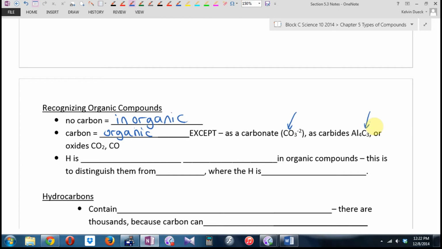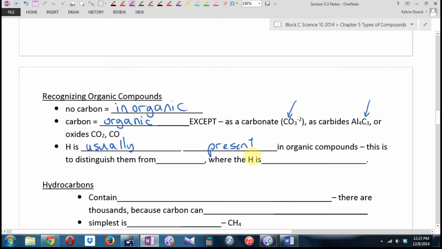And yeah, I'll probably give you a question and the exceptions will be there to tempt you to say, oh, carbon, organic. No. You can usually recognize it because hydrogen is usually present. In fact, this year, almost always. So there's your other hint. If you see a carbon but no H, be wary. Be very wary.